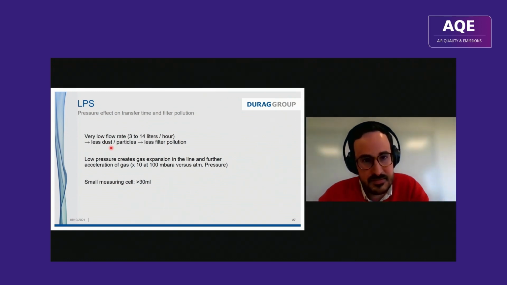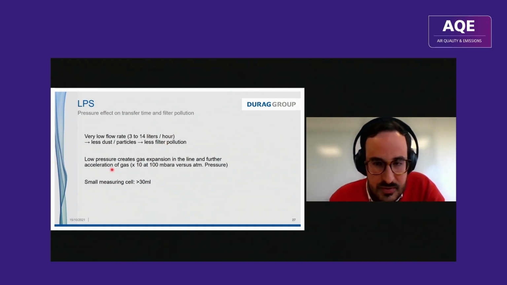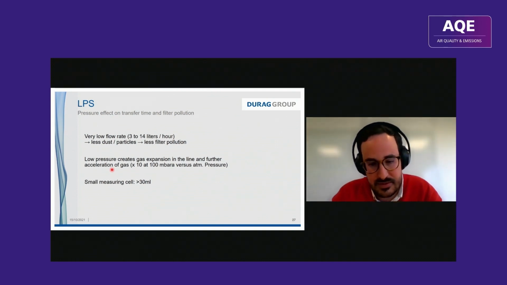which means we will also sample less dust from the process. So you will have less filter pollution. And we also create an expansion of the molecule inside the sampling line, so you have faster transfer time from the measuring sampling point up to the inlet of the analyzer.